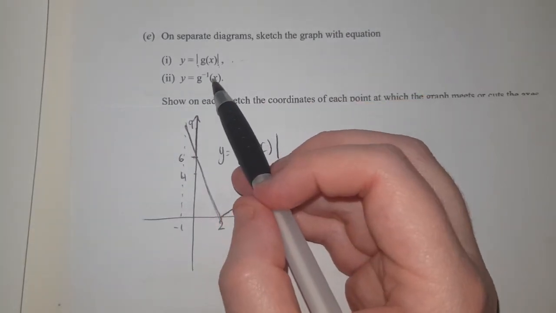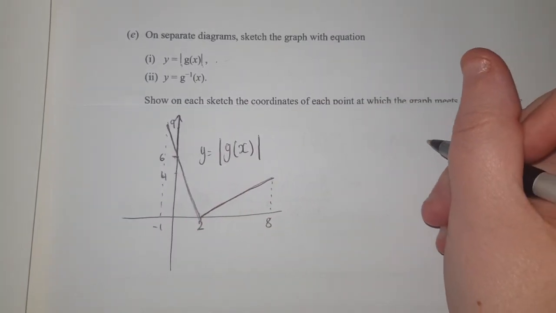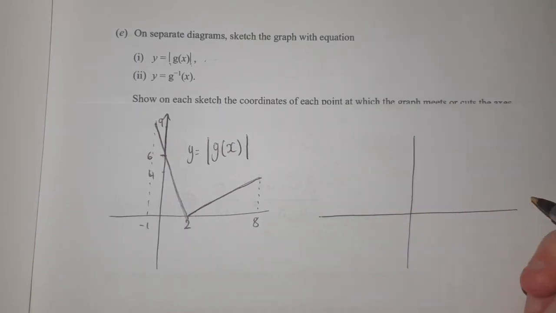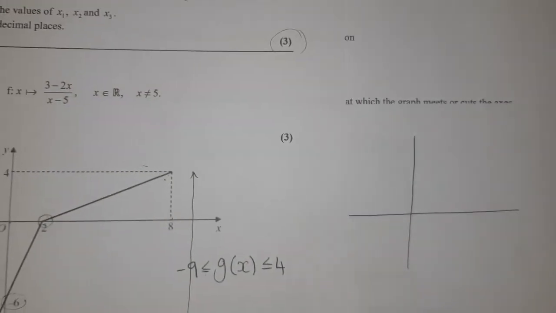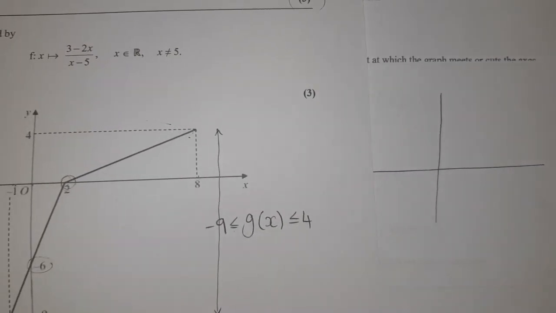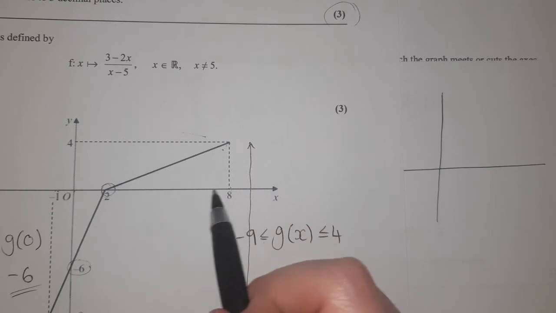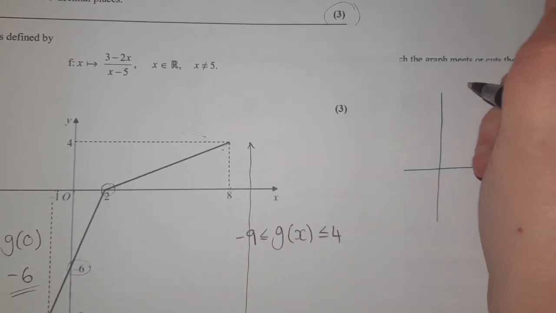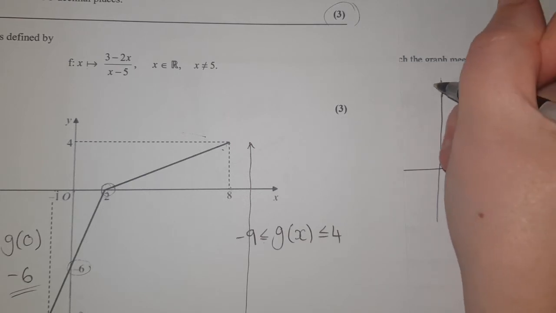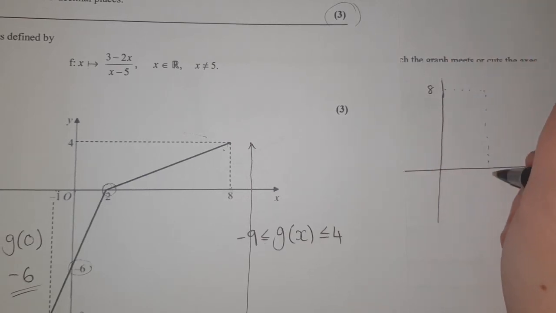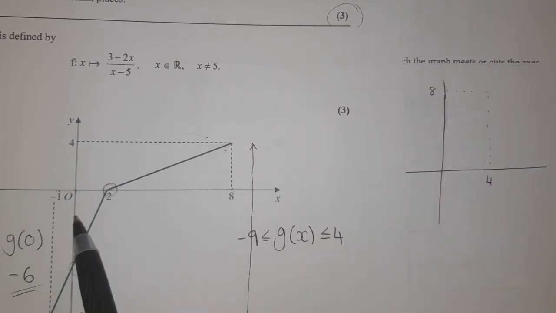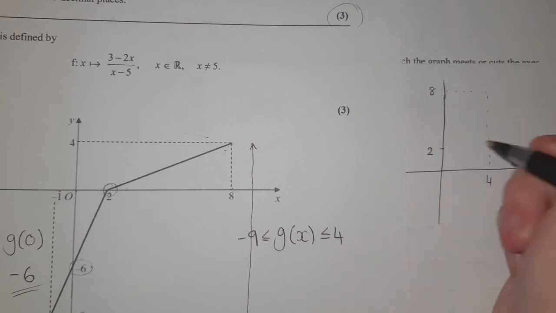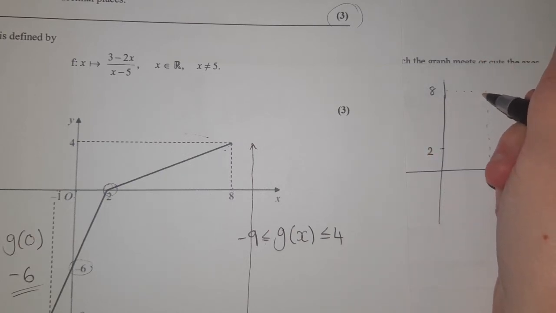Second one is the inverse function. Now remember, an inverse function is just a reflection in the line y equals x. So the best way to do this is actually looking at your original graph. You're just going to flip everything around. So instead of being 8, 4 as that coordinate, it's now going to be 4, 8. So that highest point there is now going to be 8. That point there is now going to be 4. Instead of the point 2, 0, it's now going to be 0, 2. So I know my line's going to look something like that.